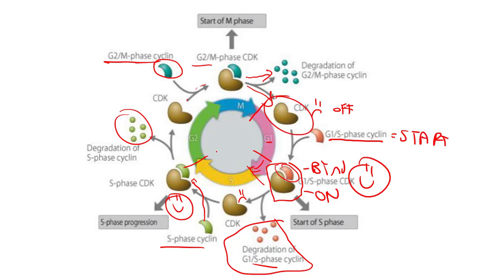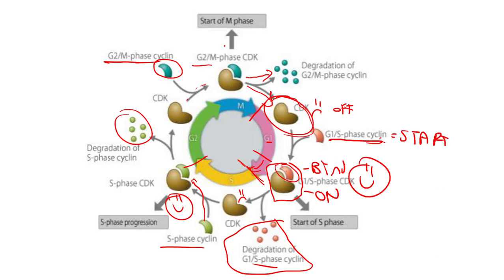The overall takeaway from this: CDKs are inactive when they're all alone. They become active when cyclins bind to them. There's different cyclins throughout different phases of the cell cycle, but at the end of each phase, that cyclin will fall off, get chopped up and degraded, and the new cyclin can come in and do its job.